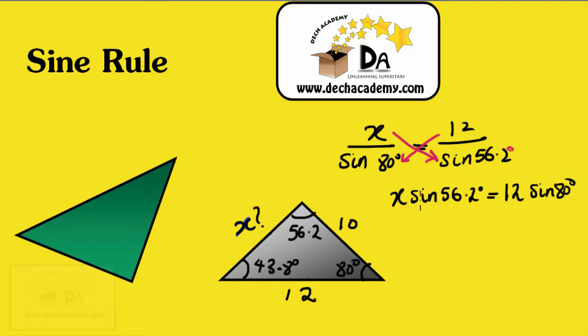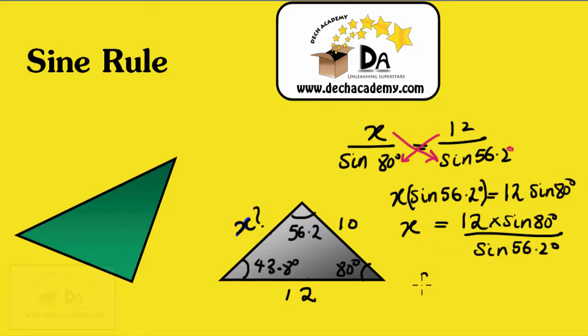Dividing both sides by sine 56.2 because this is essentially one term. This whole expression refers to some number which you can work out. I'm going to do that at the end. So anyway, dividing through by the sine of 56.2 degrees gives 12 times sine of 80 degrees divided by the sine of 56.2 degrees. And simplifying gives x is equal to 14.2. So the length of this side is 14.2 in whatever units.